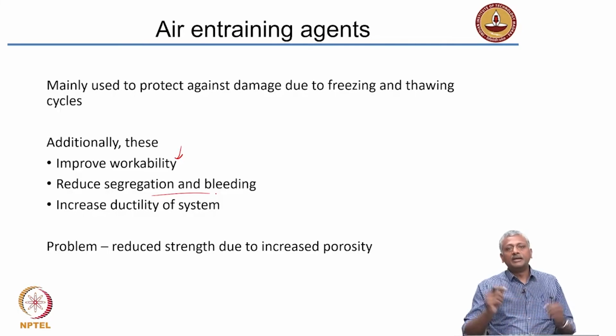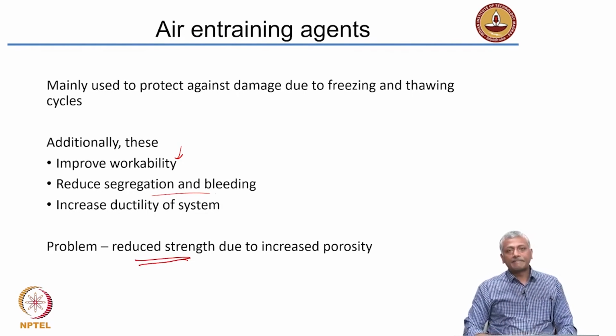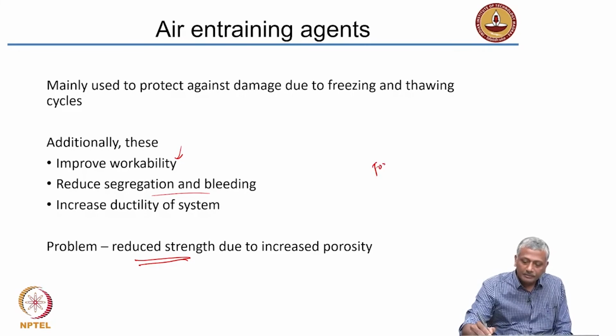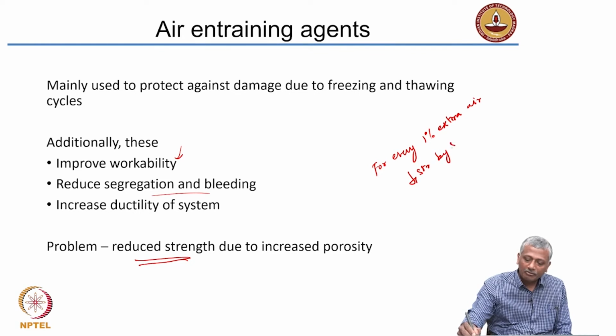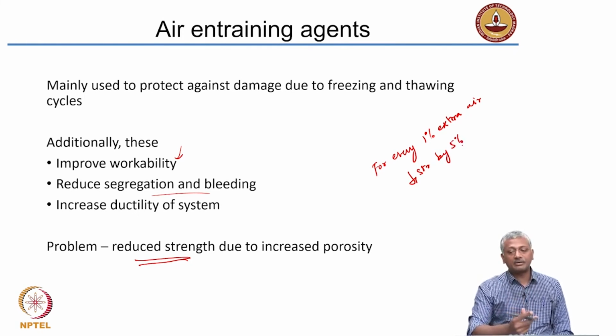But please remember, we are introducing air inside the concrete. So, more air means we are bringing down the strength. Generally, for every 1% extra air that we put inside the concrete, the strength comes down by 5%. So, you need to be careful while using air entrainers.